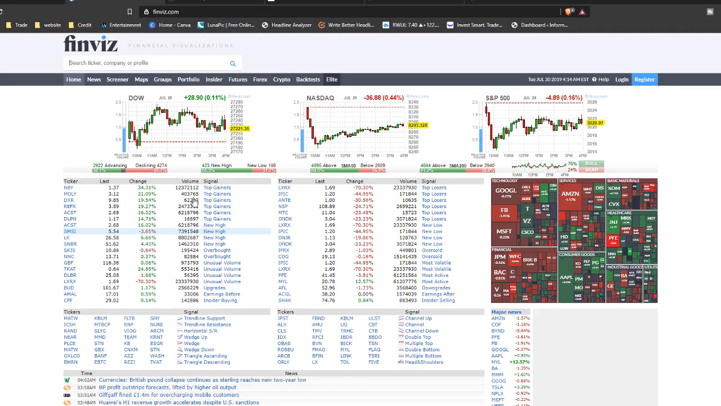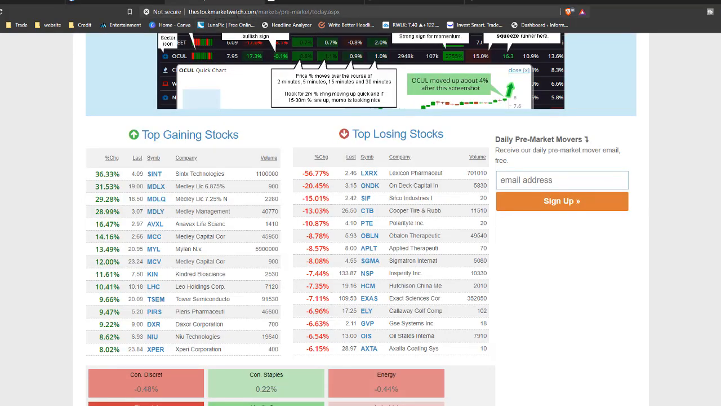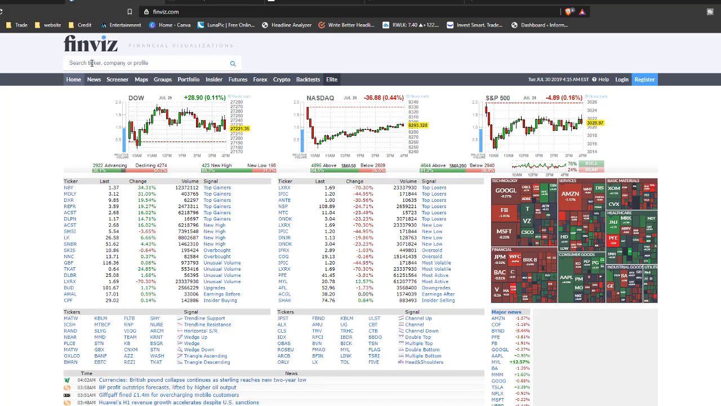But we picked the stocks that we're going to watch from stockmarketwatch.com. We picked CINT and PIRS. So let's pick PIRS. So we're going to come to finviz.com and type in PIRS because we need to identify why the stock gapped up. So now we're looking for a catalyst.